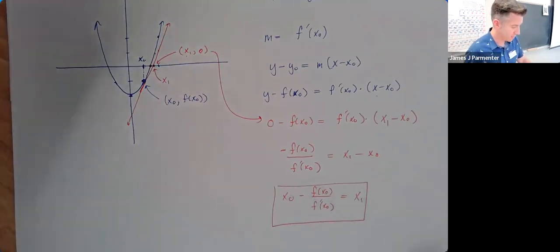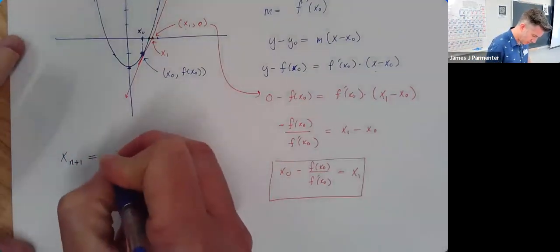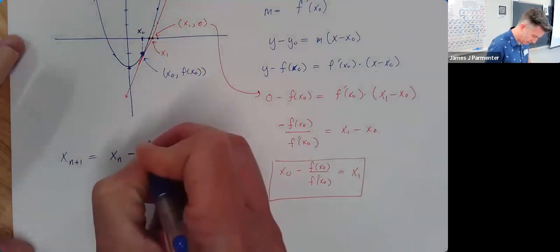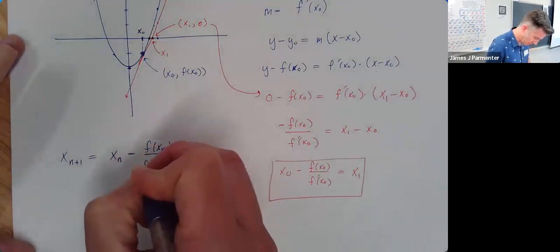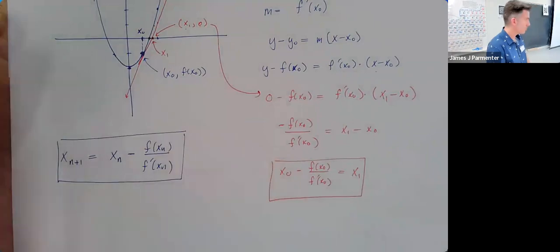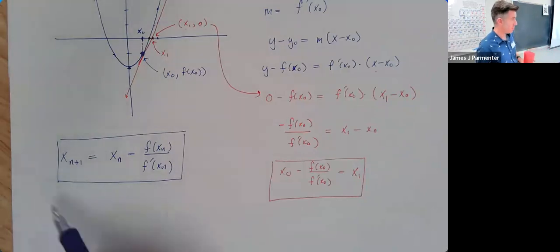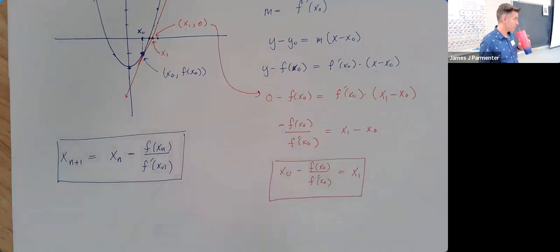So people often write something like x sub n plus 1 is equal to x sub n minus f of x sub n over f prime of x sub n. And that is how you just keep finding every subsequent estimate of your 0 or your solution, or whatever you want to call it. Questions about anything so far? Yeah, Justin. Yeah, this is the general formula for doing the iterative process of Newton's method.